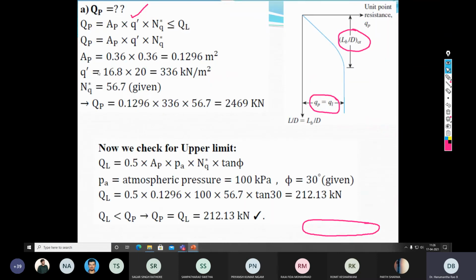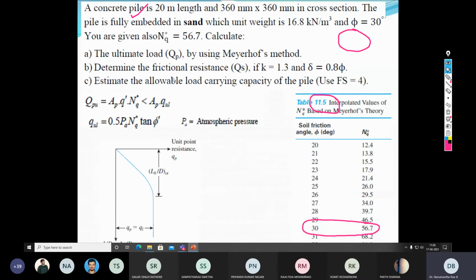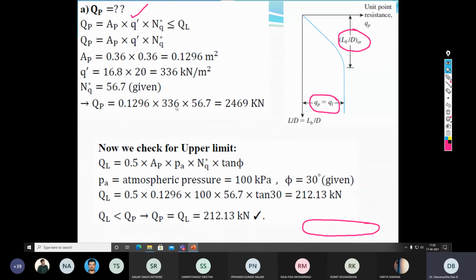So what you will get is Q dash equal to 16.8 into 20, so 336 kilonewton per square meter. AP means, this is 360 by 360 in cross section, so this is a square pile. AP is 0.36 multiplied by 0.36, 0.1296.